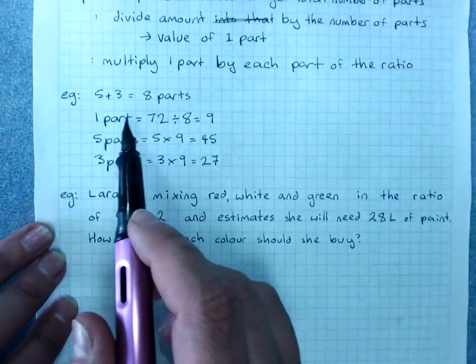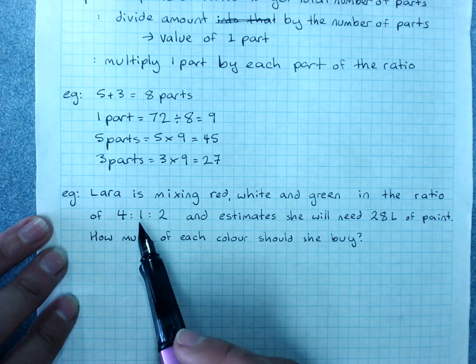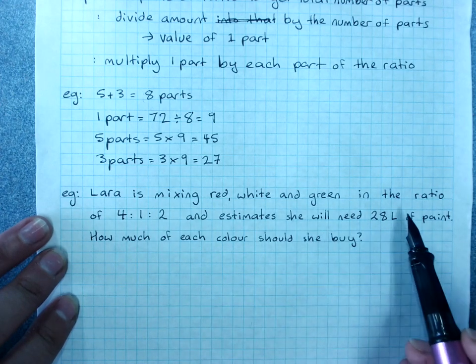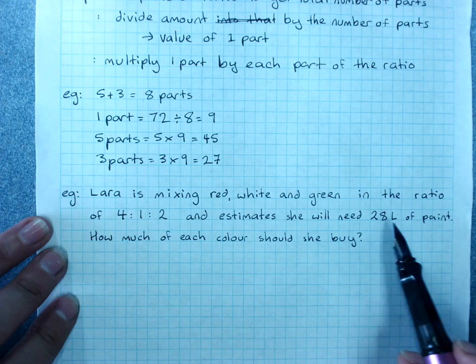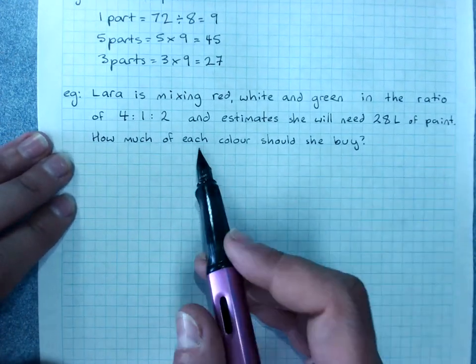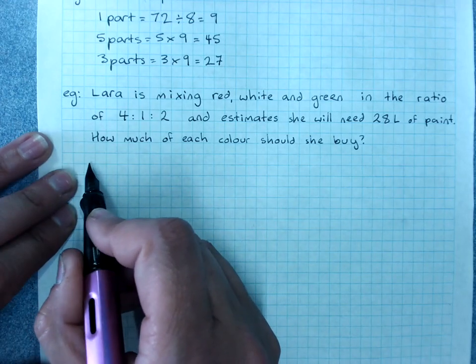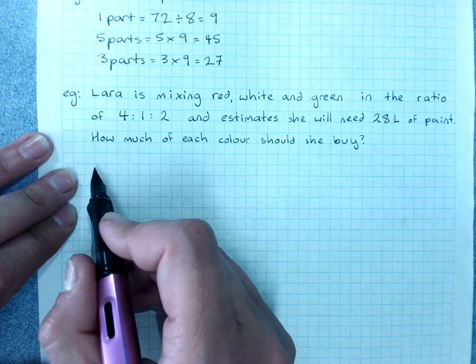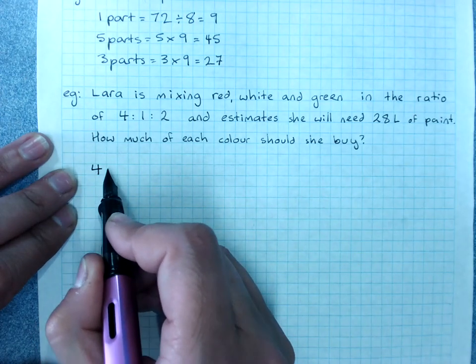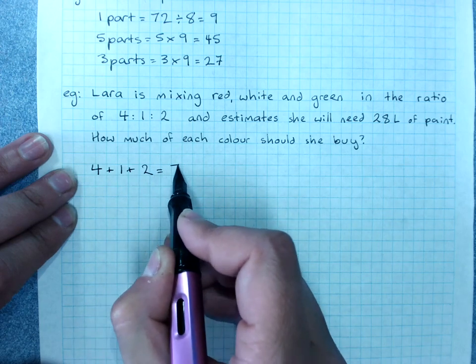So we follow the steps still, because Lara's mixing red, white, and green in the ratio of 4 to 1 to 2, and estimates she'll need 28 litres of paint all up. So how much of each colour should she buy? So we follow our steps. We add the parts of our ratio to get the total number of parts. 4 plus 1 plus 2 is 7 parts.